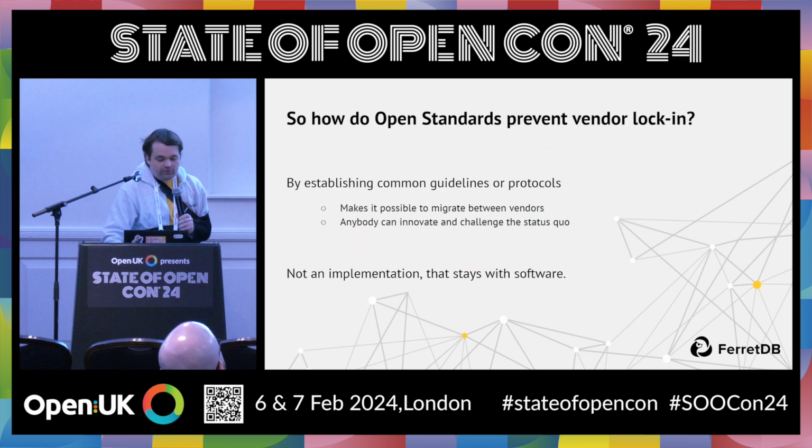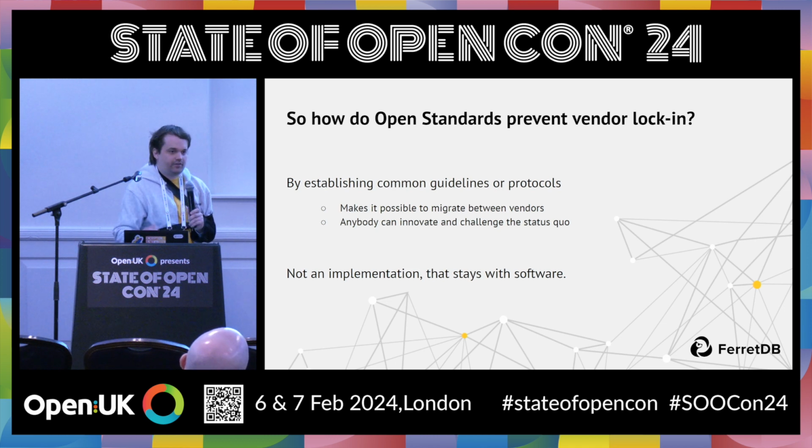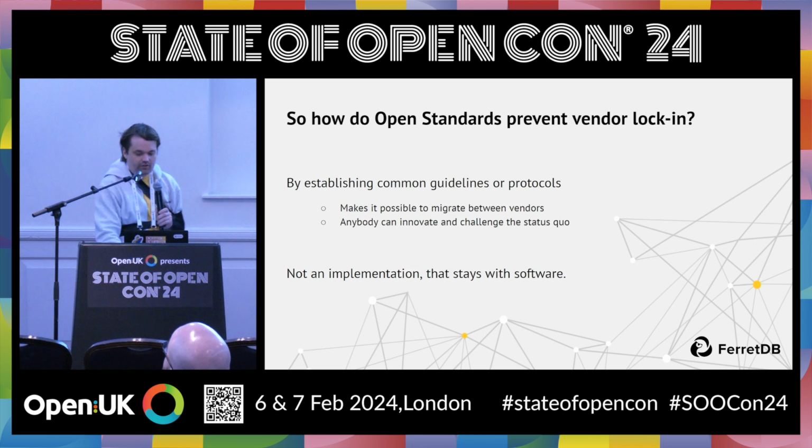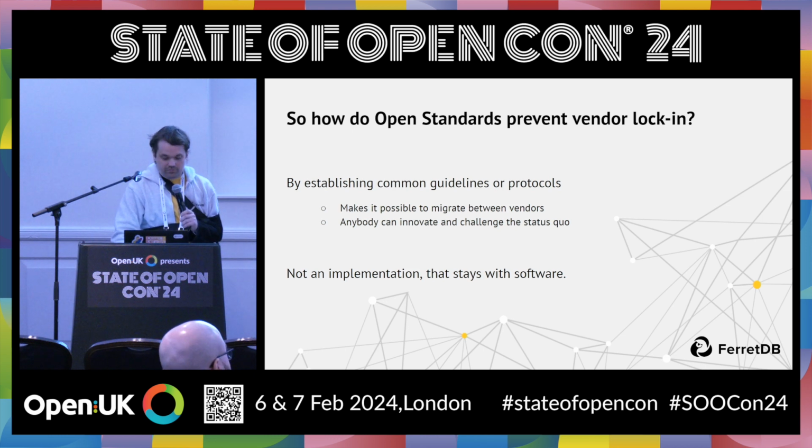So all in all, how do open standards prevent vendor lock-in? They establish common guidelines or protocols. They enable solutions to interface with each other, and they enable anyone to innovate and challenge the status quo, like in the Adobe case, where you can use any kind of PDF reader to view a PDF.